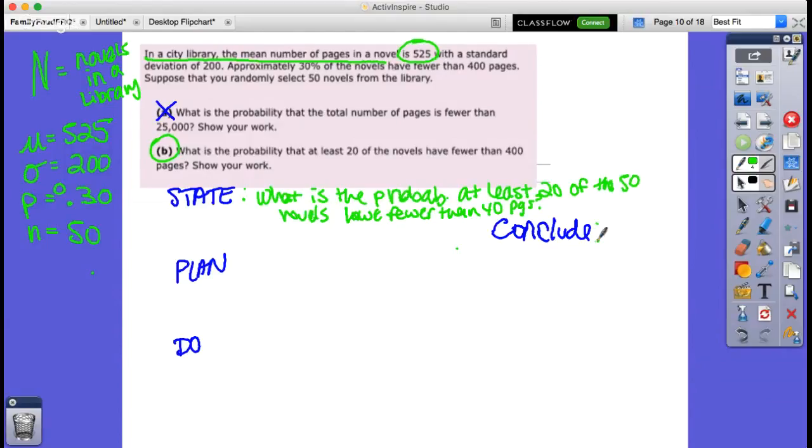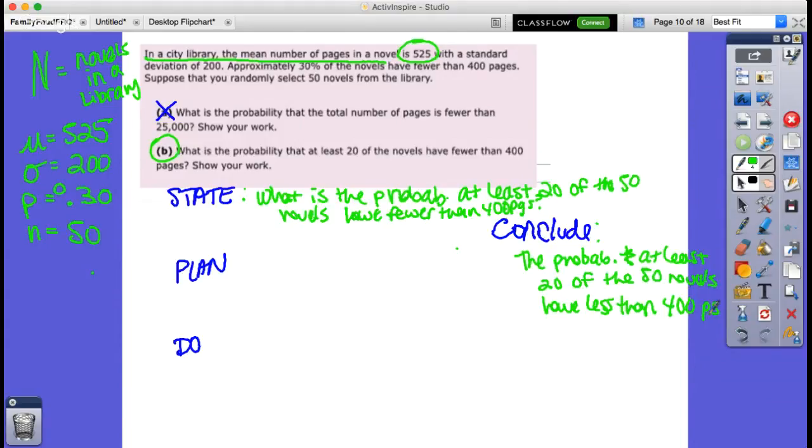And when we conclude it, we can just restate the probability: at least 20 of the 50 novels have less than, it's supposed to be 400, sorry, less than 400 pages, is, and then we'll list it there. So that would be my conclude. I kind of start with the beginning and end, because they should mirror each other pretty closely there.